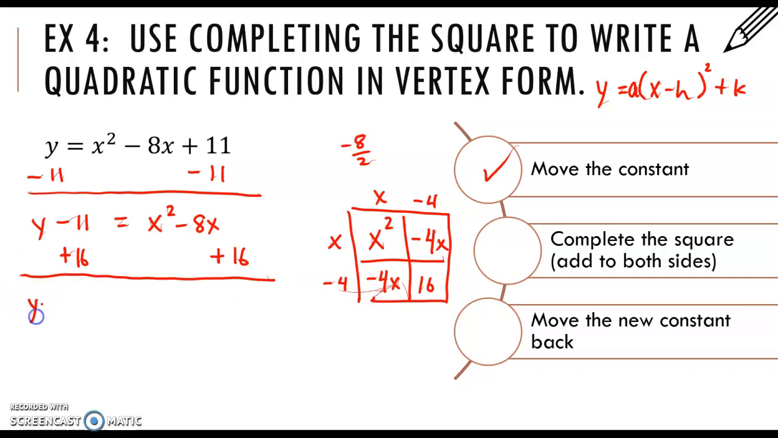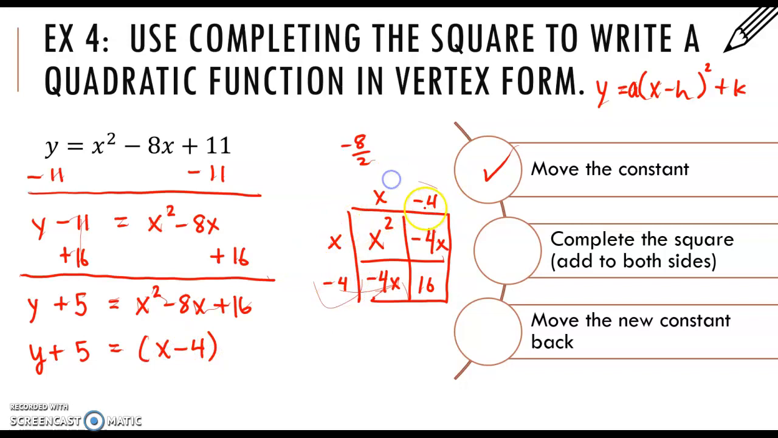When we do that, we get y, and then these numbers are like terms, so we'll add them together. We get plus 5. And then on the other side, we have x squared minus 8x plus 16. None of those are like terms. But we've already done the work to know what that would look like in factored form, so let's go ahead and write that. So we have y plus 5 is equal to (x minus 4), and since both dimensions are x minus 4, we don't have to write them side by side. We can just write squared. Okay, we've completed the square.